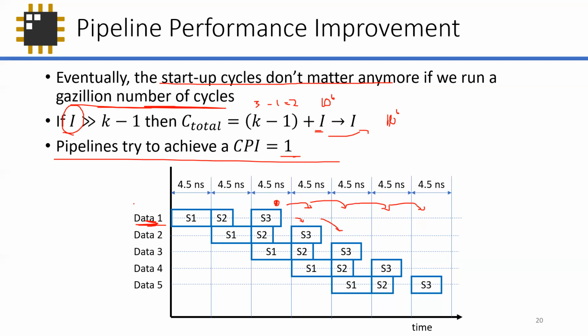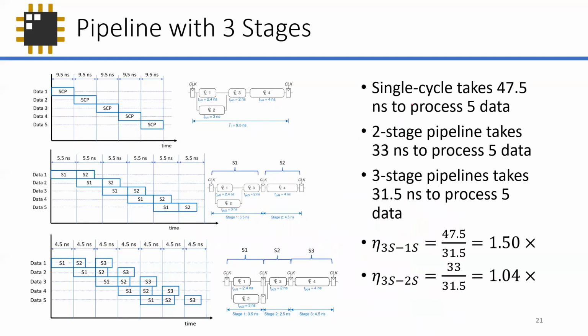So let's try to compare two examples. What if we're not running a gazillion number of data? The single cycle, the one that we processed earlier, is just running 5 data from startup, just from the very beginning. A single cycle takes 47.5, 2-stage 33, 3 stages 31.5. If you compare the 3-stage with the single cycle, you get a speedup of 1.5 times only.